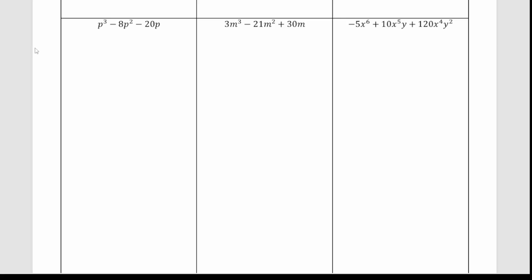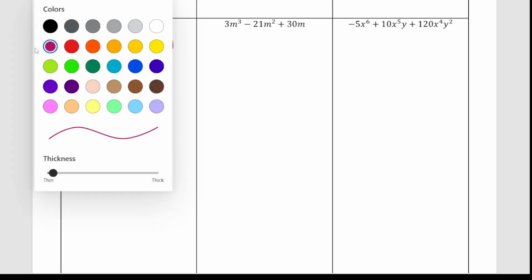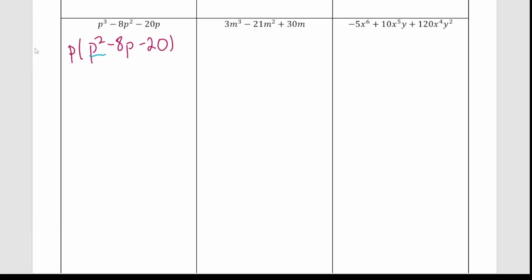So for this first one, the greatest common factor is a p. And when I factor out a p, p cubed divided by p leaves us with p squared. Negative 8p squared divided by p leaves us with negative 8p. Negative 20p divided by p leaves us with negative 20. And then we're going to focus on factoring this remaining portion. And this remaining portion, thankfully, is that situation where the leading coefficient is 1.